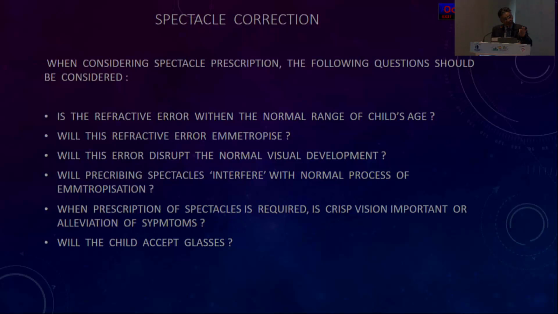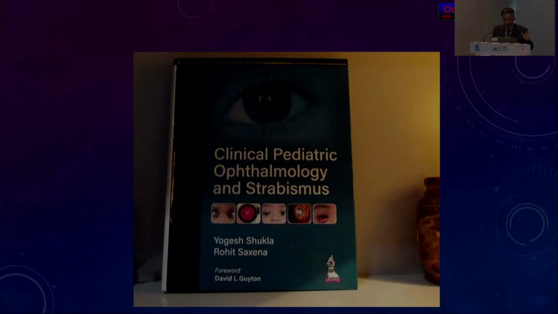So crisp vision is more important. So first you have to correct the vision. It should be 6/6 and the symptoms will automatically disappear. Will the child accept glasses? Very important question. कई बच्चे चश्मा नहीं लगाते हैं. That is what you have to train.